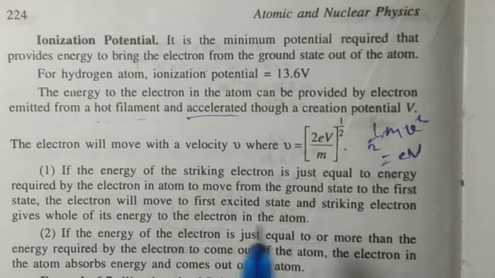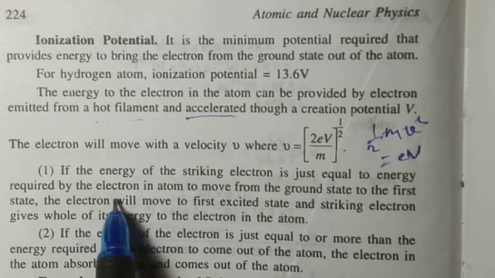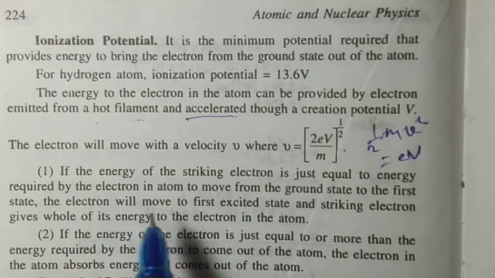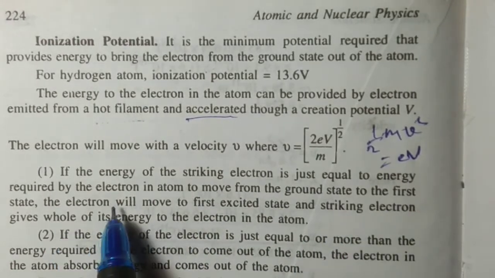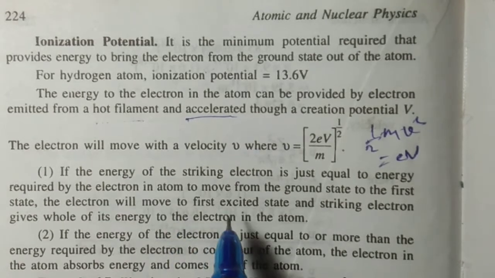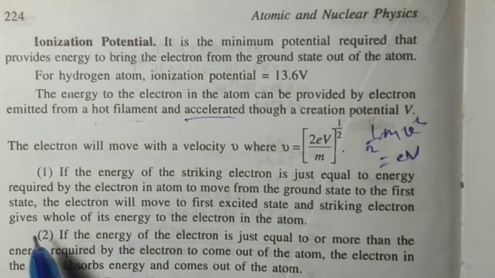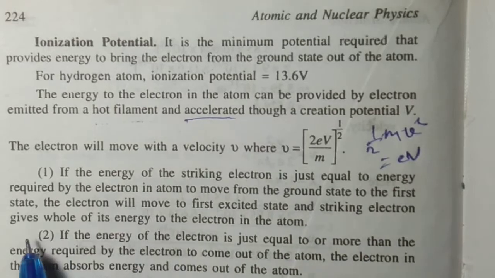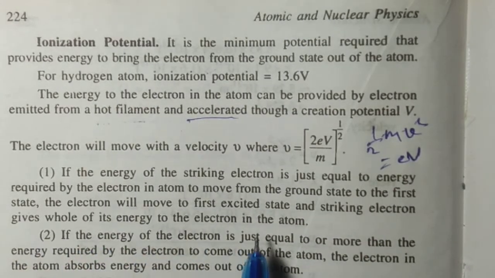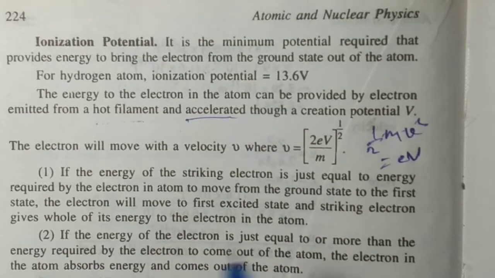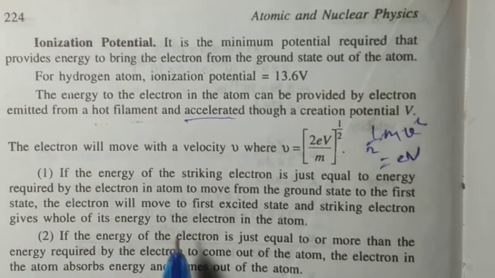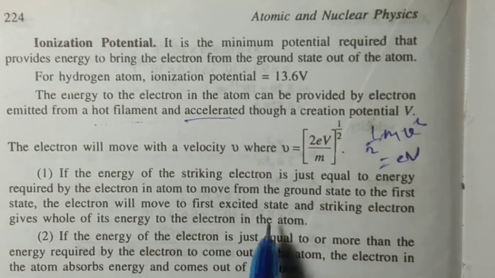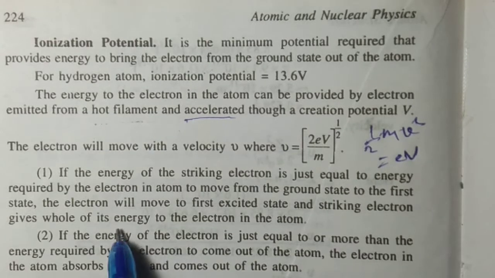Now, if the energy of a striking electron is just equal to the energy required by the electron in the atom to move from the ground state to the first excited state, agar striking electron ki energy just equal hoti hai, jitni electron ko energy chahiye atom mein ground state se first excited state mein move karne ke liye, to electron kya karega? The electron will move to the first excited state and the striking electron gives the whole of its energy to the electron in the atom. So agar striking electron ki energy sirf itni ho ki wo electron ko move kara sake ground state se first excited state, to jo electron hai wo move kar jayega seedhe first excited state mein aur use apni puri energy de dega.